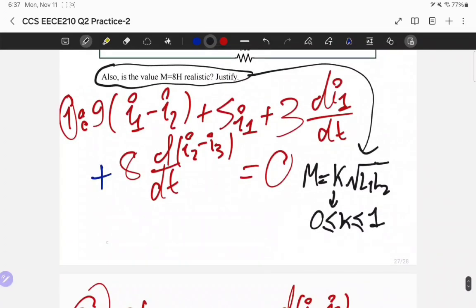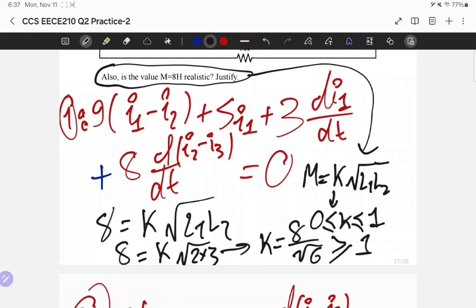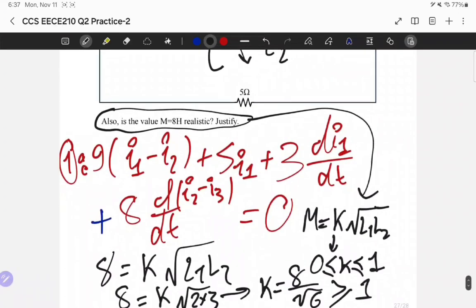Now we find that 8 is equal to K square root L1 L2. So 8 is equal to K square root 2 times 3. So K is equal to 8 over square root 6. But 8 over square root 6 is greater than 1. So K is greater than 1, but K needs to be between 0 and 1. And I found K to be greater than 1, which doesn't make sense.